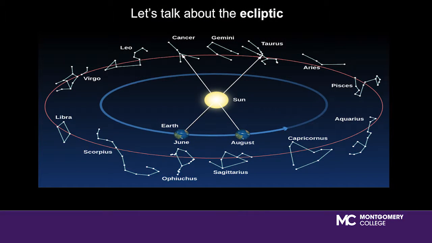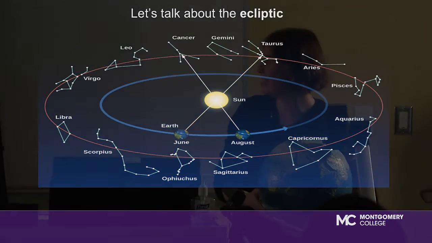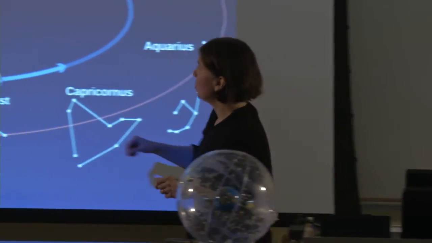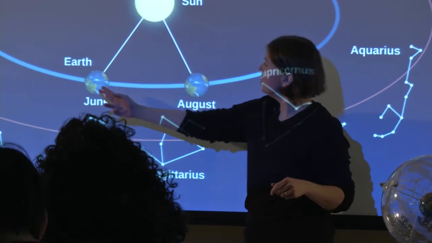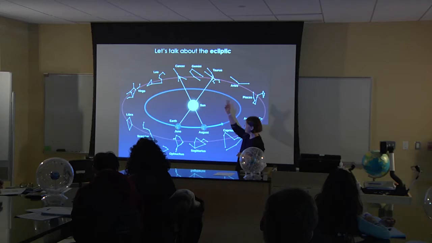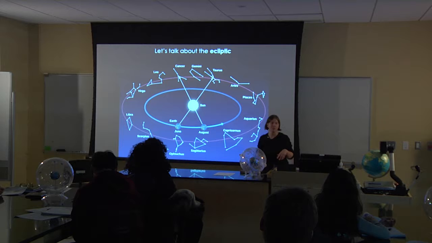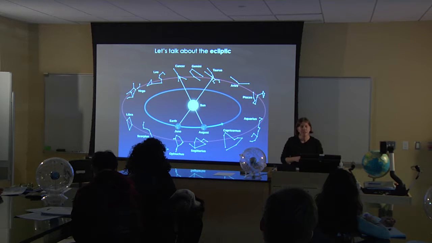All right. You are going to see figures like this over and over through this module. So we're going to take a second to talk about it. This is an outsider's view of the solar system. So here's the sun, and here's Earth in its orbit around the sun. It takes a year for the Earth to go around the sun.